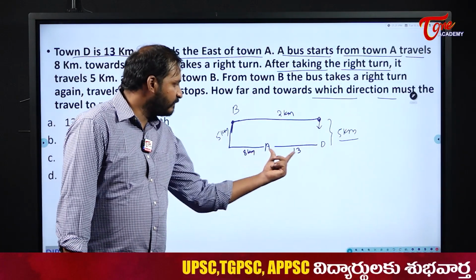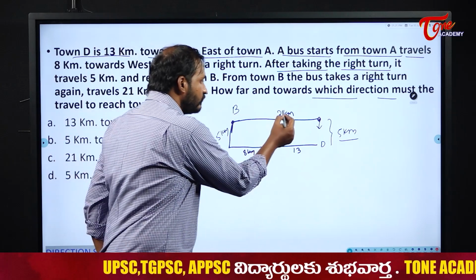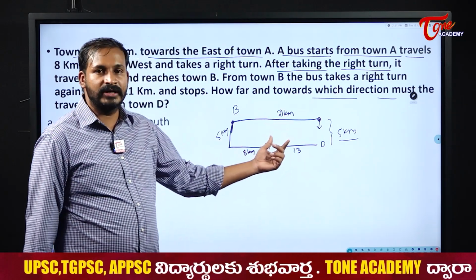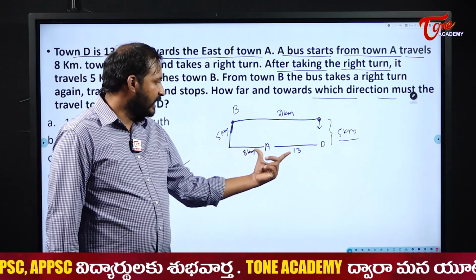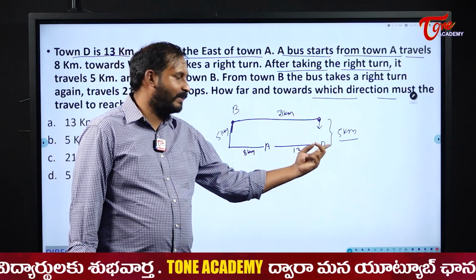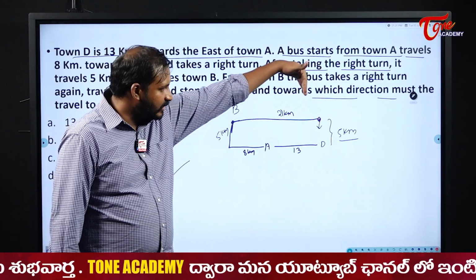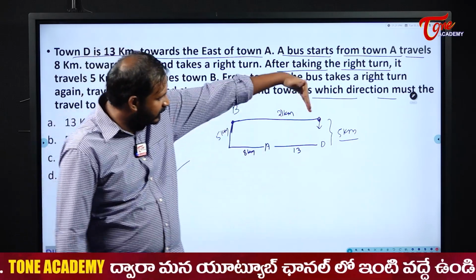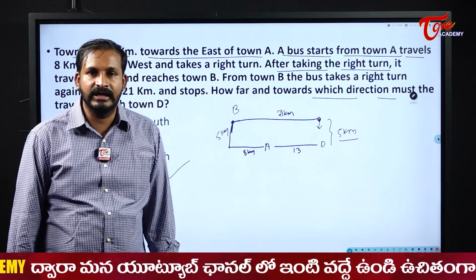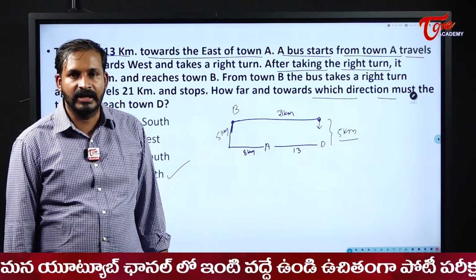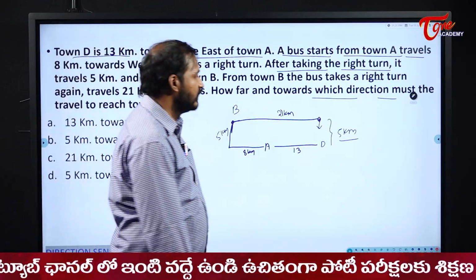Understood? So 8 plus 13 is 21, so please be careful. He traveled 21 kilometers, so obviously it will come parallel to D. So 5 kilometers, and to reach D, it should travel in downward direction, which is south. That is the reason our answer here becomes south. Next one.